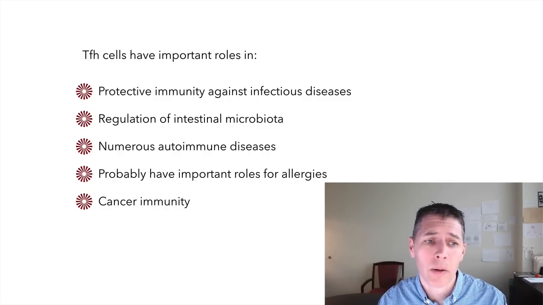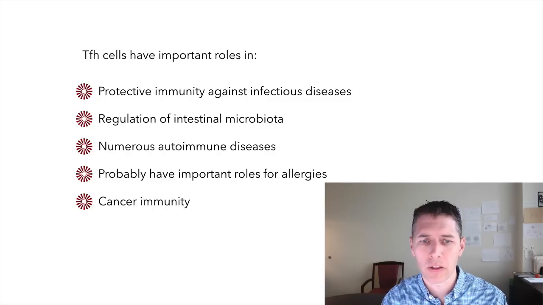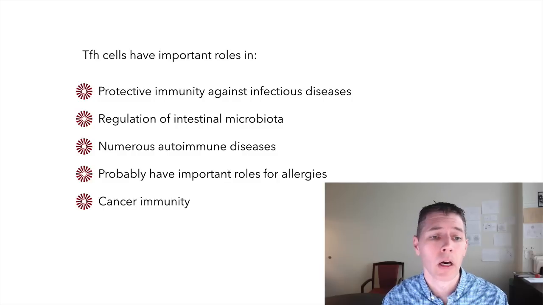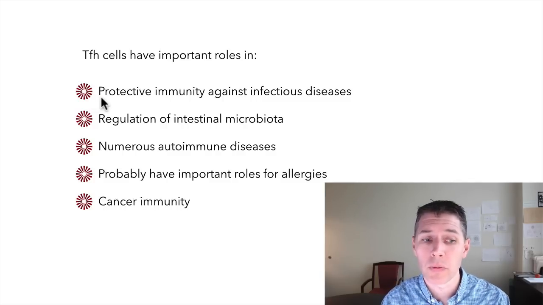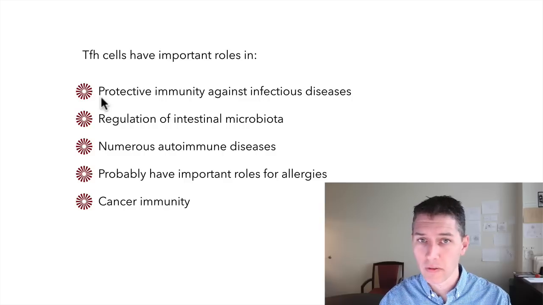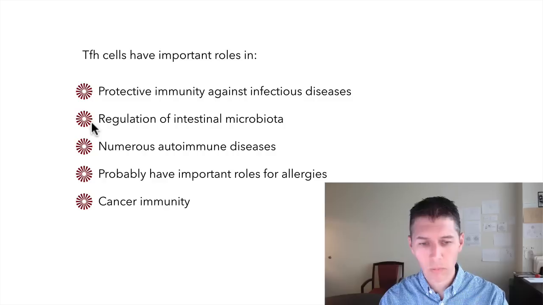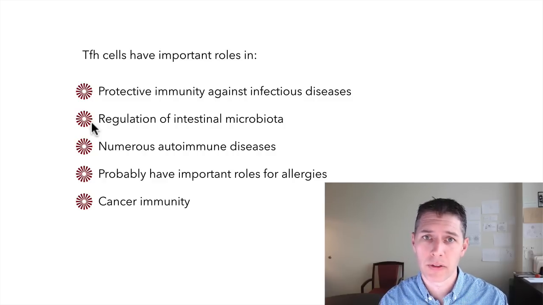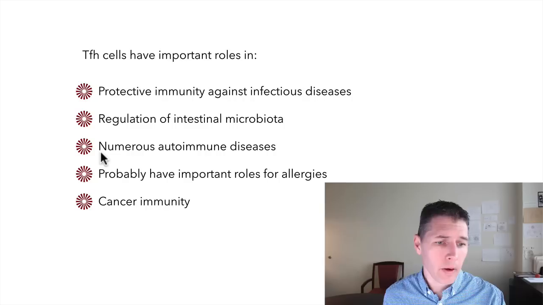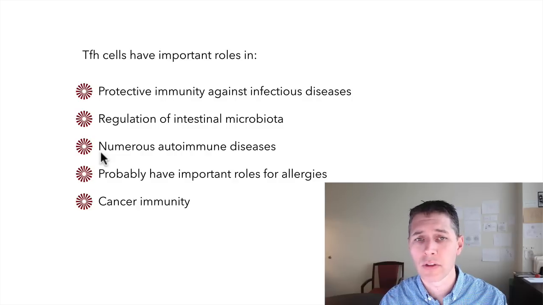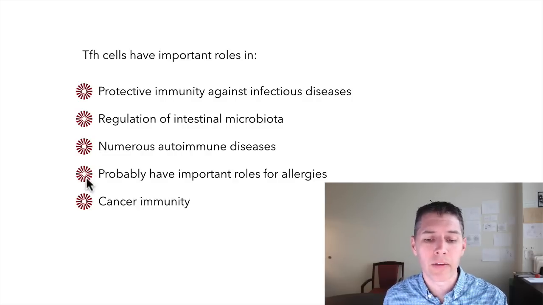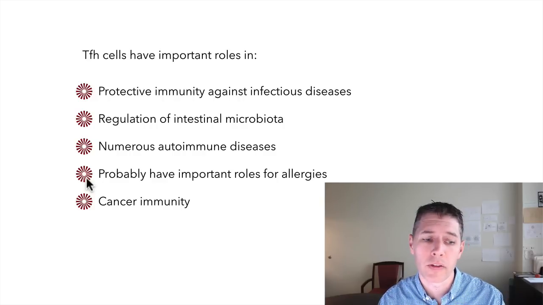And indeed, there's now evidence that TFH cells have important roles in a wide range of diseases and biological processes, a few of which are highlighted here. They're important for protective immunity against infectious diseases by way of facilitating protective antibody responses. They are important for regulation of intestinal microbiota, again, by regulating the amount and quality of the antibody responses in the intestine. They're important for numerous autoimmune diseases, both in animal models and there's evidence in humans. They most likely have important roles for allergies, as they are important for the production of IgE.